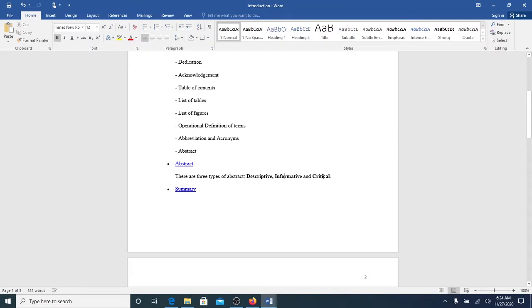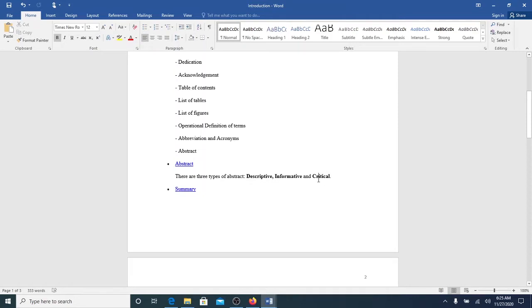Then it can also be critical in nature. Critical, just think of it in terms of criticizing. It is kind of reviewing also. So you review the paper, you say maybe the paper is good in such a way that it talks about this and this, or it is bad since it does not expound on these sections. So critical is just a way of reviewing the paper.